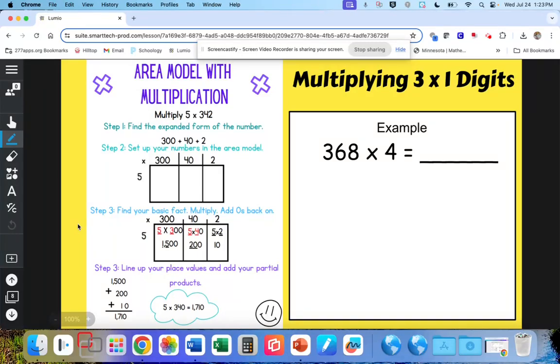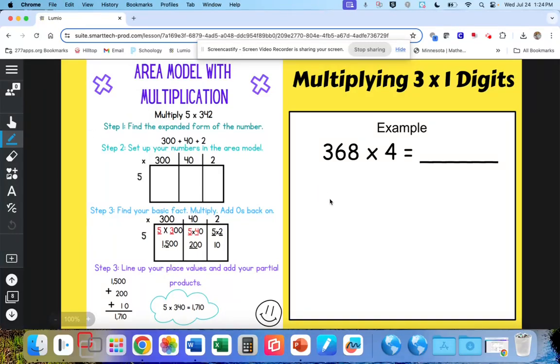The last topic I want to talk about is area model with multiplication. This is when we're working on 2-digit by 1-digit, 3-digit by 1-digit, 2-digit by 2-digit. Any type of digit that's bigger than 1-digit by 1-digit can use this method. Step 1, you're going to find the expanded form of the number.